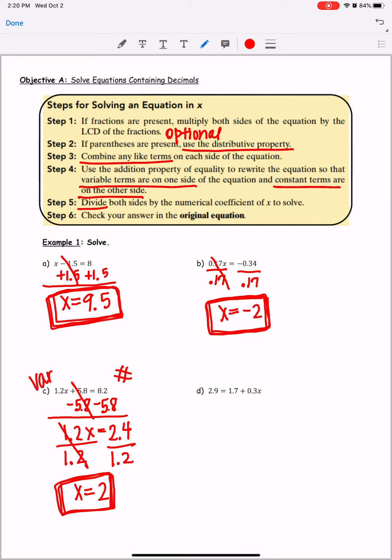Okay, same thing on this one. And by the way, I said variable over here, number over here. Notice that's what we did. I didn't really go back into that. There's my variable term. There's my number term. Now, this one's going to be opposite because now my variable's over here. So, because it's already by itself on this side, let's go variable here, my constant, my number over here. So, we need to move this over here. So, the opposite of a positive 1.7 is a negative 1.7.